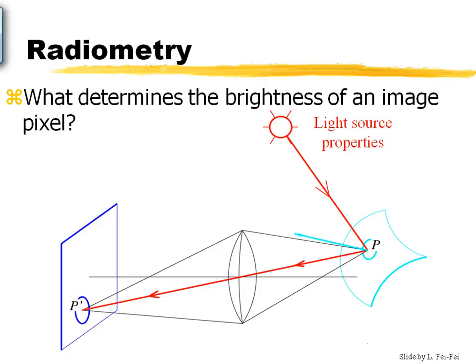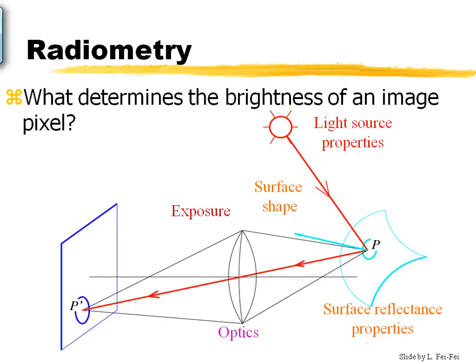One, we have to understand a little bit about the properties of the light source, right? We have to understand a little bit more about the surface reflectance properties of any object in space that we are actually trying to image. We also have to understand about the shape of that surface, because that's going to dictate the orientation at which a certain amount of light is going to reflect off of that surface. Obviously, we have to understand the properties of the optics.